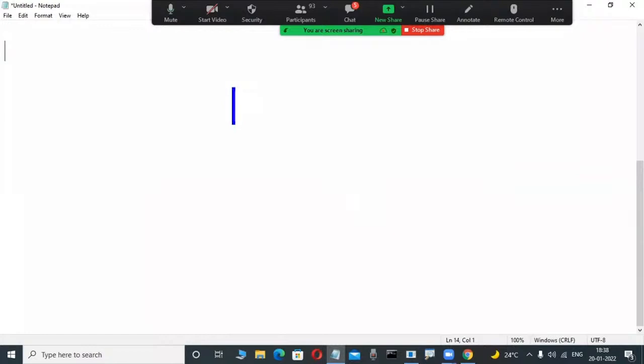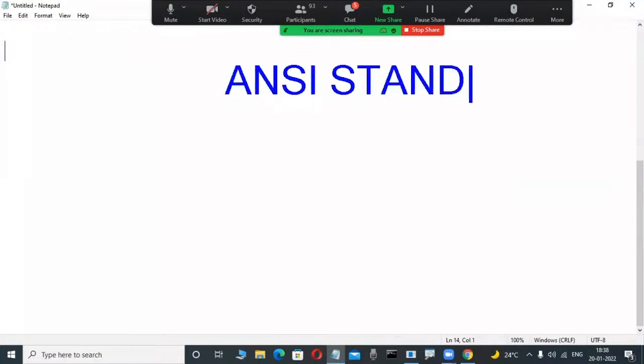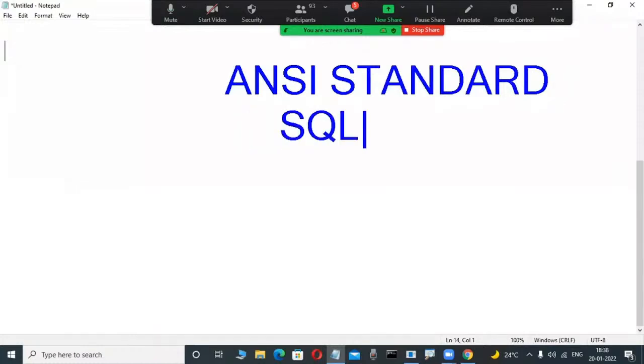Actually, SQL, same thing. SQL is an ANSI standard language. ANSI is the American National Standards Institute, defining some standards only for the SQL language. That's why SQL is an ANSI standard language. This ANSI standard language is used to operate all the relational databases.